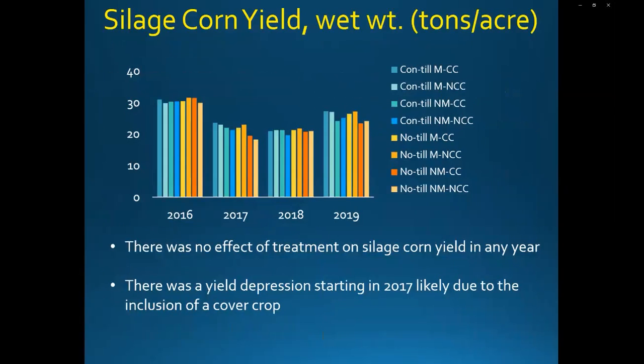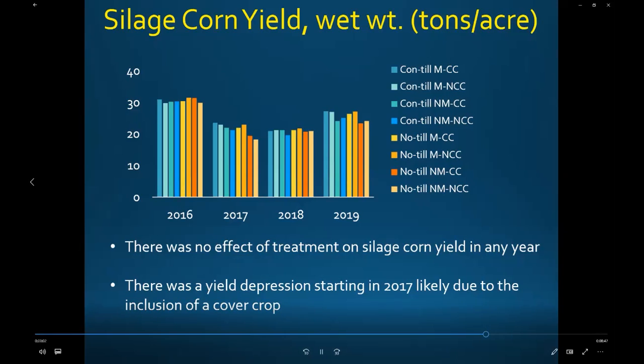First, we'll take a look at the silage corn yield, which is listed here at a wet weight in tons per acre. And I tried to make these treatments a little bit easier to follow by color coding them. So the first 4 bars are all conventional till, they're in the blue. The second set of bars in the orange colors are the no-till plots.